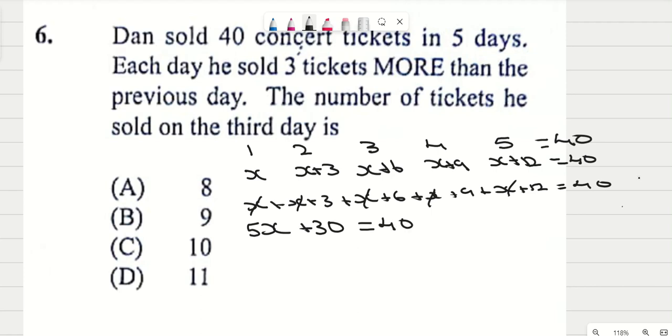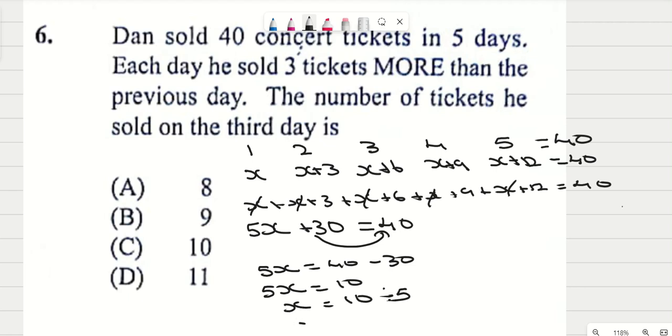We want to solve what X is because we don't know what X is. Right? So we carry across plus 30. That's 5X is equal to 40 minus 30. So 5X is equal to 10. So X would be 10 divided by 5. So X is equal to 2.